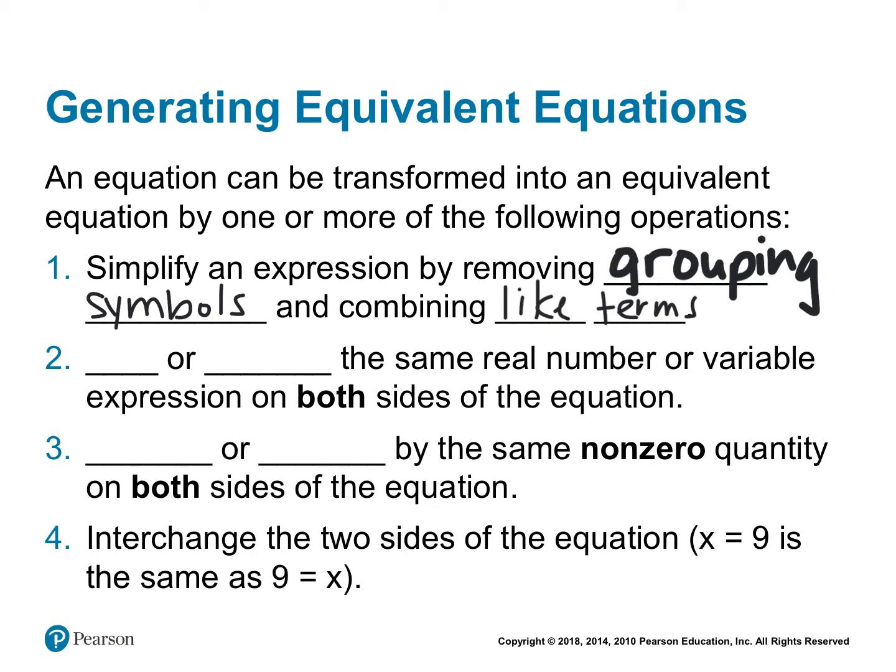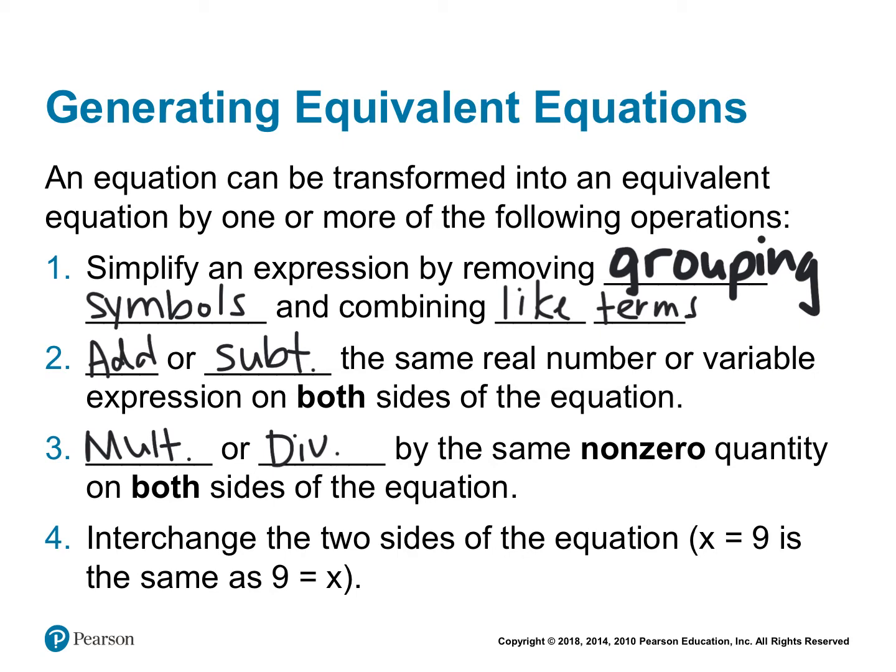Step 2, you're going to add or subtract the same real number or variable expression on both sides. So if you subtract 5 on one side, you have to subtract that same 5 on the other side. And then you will multiply or divide, by the same non-zero quantity on both sides. So if you divide by 4 on one side, you have to divide by 4 on the other side.